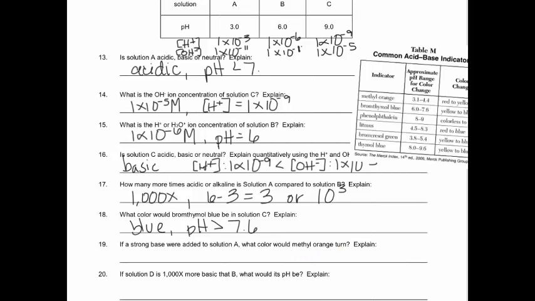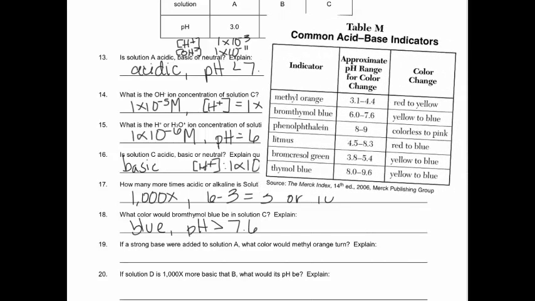If a strong base were added to solution A, which starts out with a pH of 3, what color would methyl orange turn? So as we add a base, the number is going to continue to increase. So it's going to start at a pH of 3, it would start out red, and then it would turn orange, and if you kept adding it, it would end up yellow. So we're going to say from red to orange to yellow, and we can justify that by saying that the pH will increase.